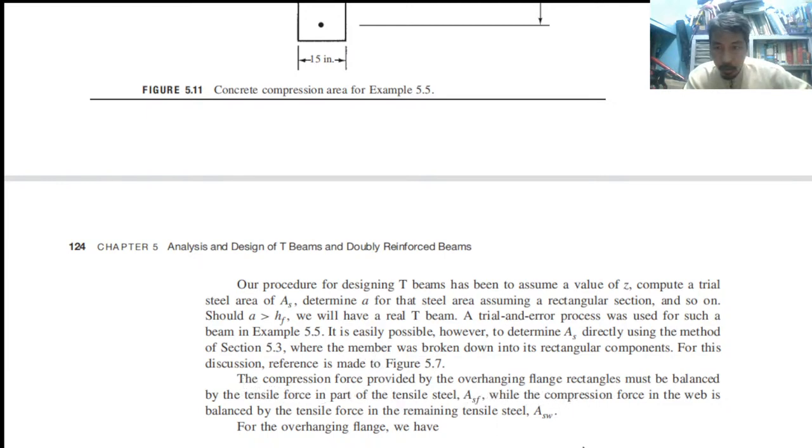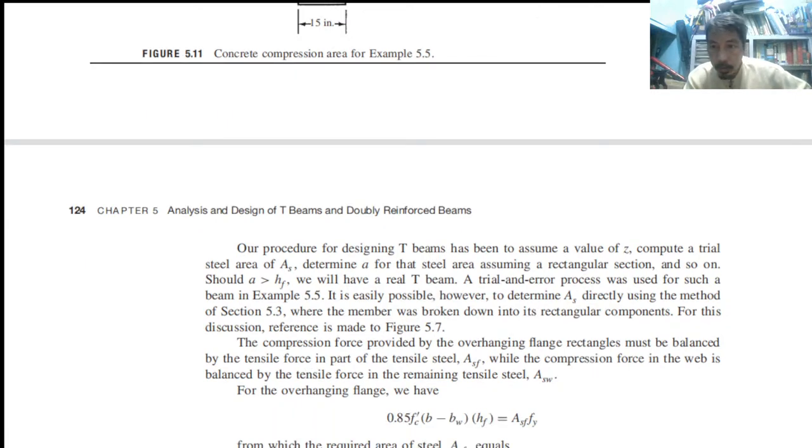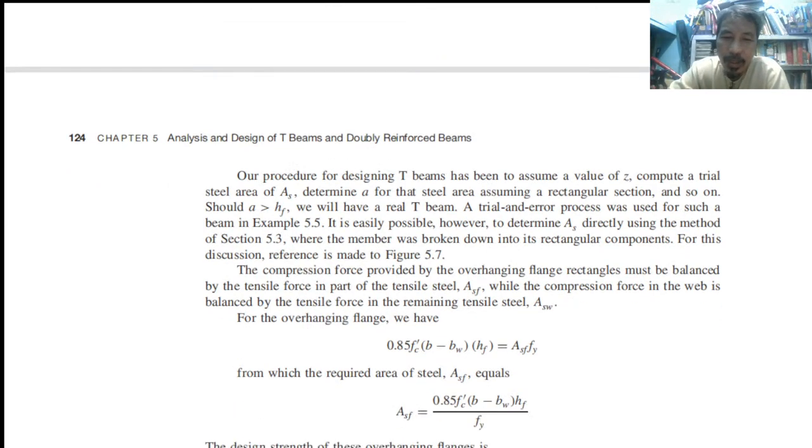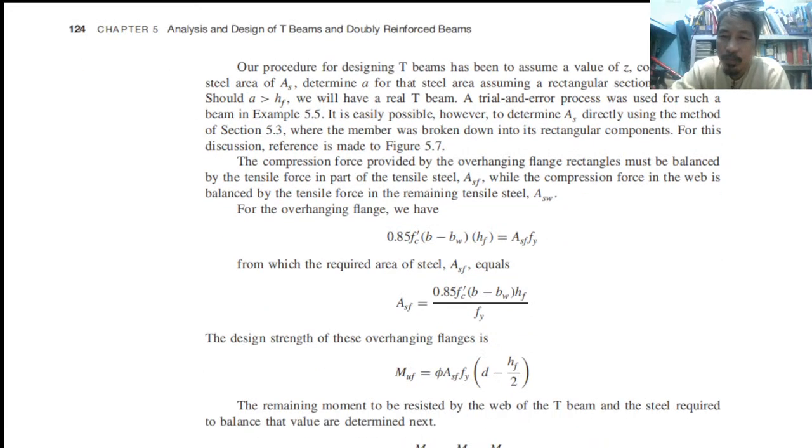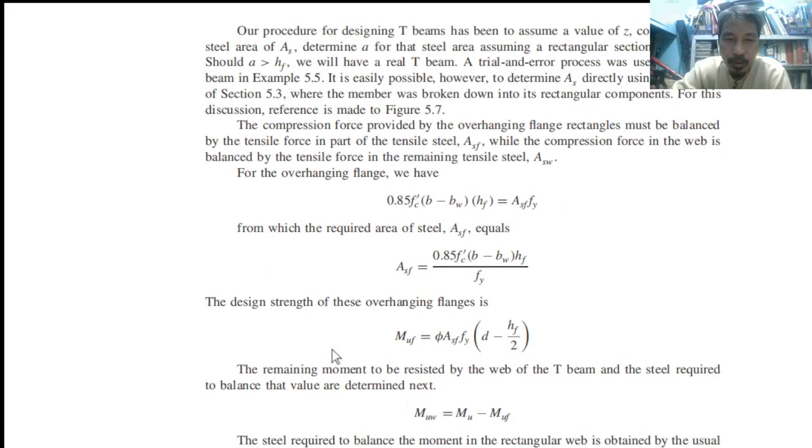So the compression force provided by overhanging flange rectangles must be balanced by the tensile force in part of the tensile stress, while the compression force in the web is balanced by the tensile force in the remaining tensile. So you can also make this. This type of method, this type of solution is also okay.